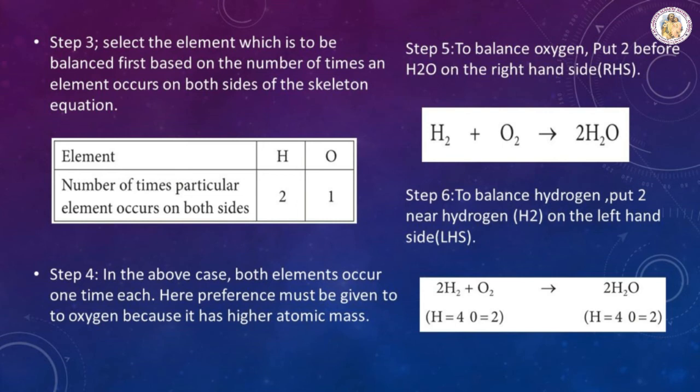Okay, so hydrogen: the number of hydrogen atoms on the left-hand side is 4 and the number of oxygen atoms is 2. At the same time, on the right-hand side, the number of hydrogen atoms is 4 and the number of oxygen atoms is 2. Now on both sides, the number of hydrogen atoms is 4 and oxygen atoms is 2. Thus the chemical equation is balanced.